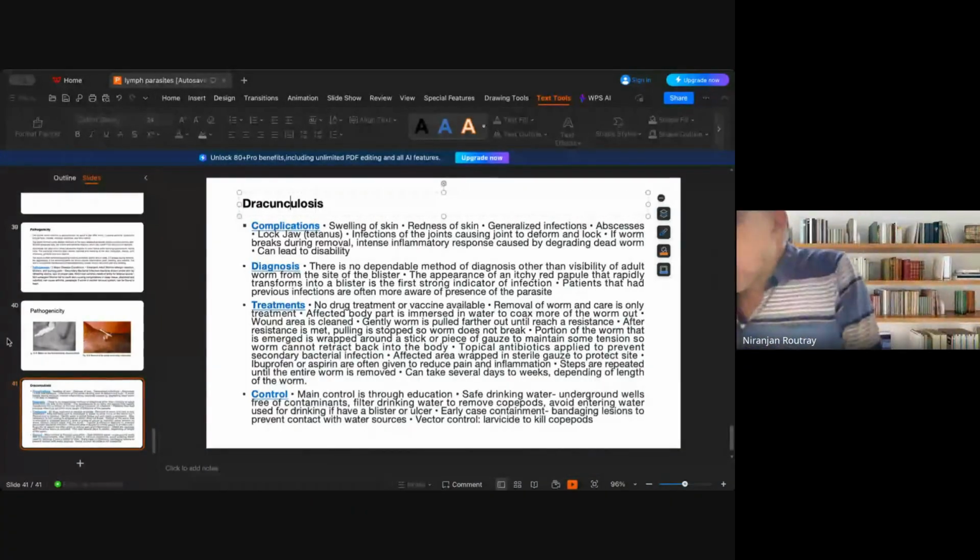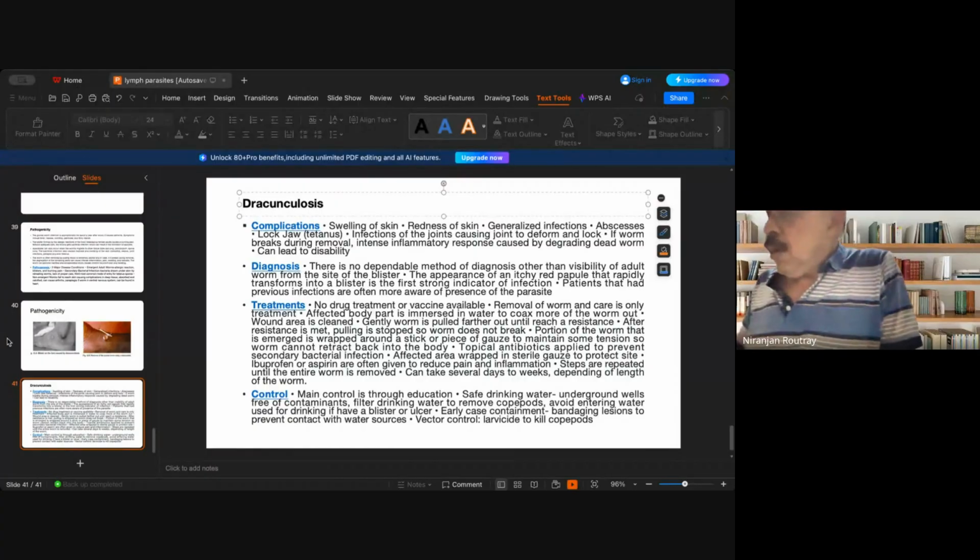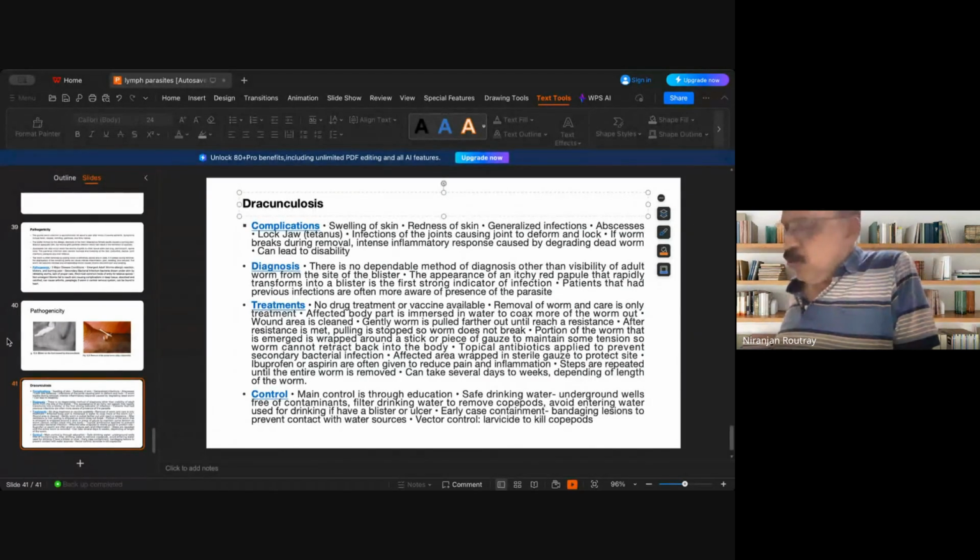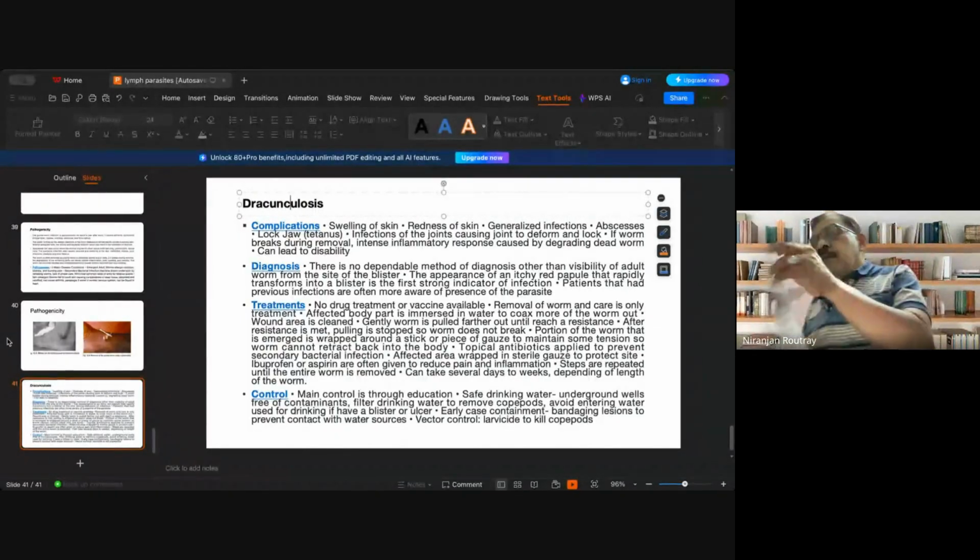So all these viruses, the confirmation diagnosis will be only through RT-PCR. Okay, RT-PCR, just like our COVID virus RT-PCR. Then there are other forms of ticks that cause different diseases.